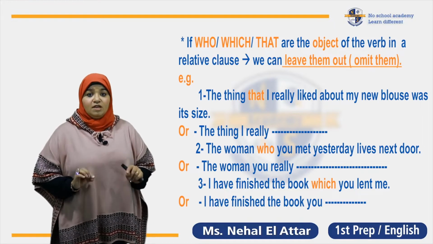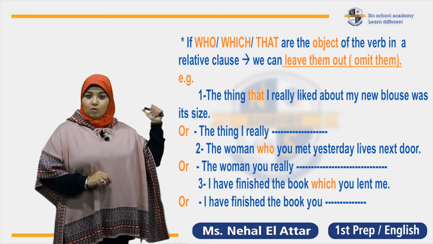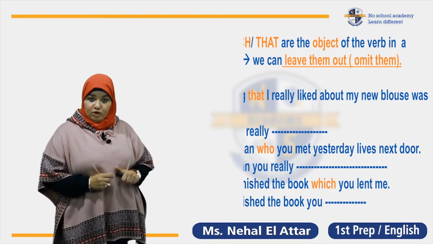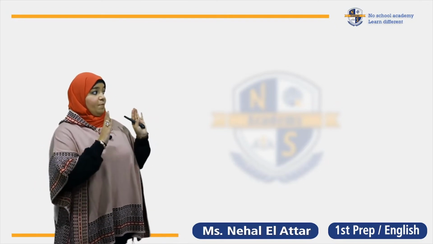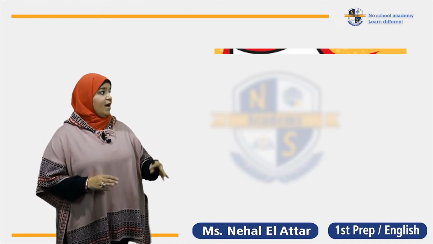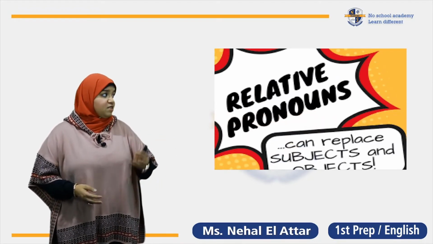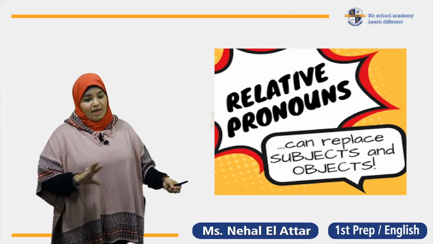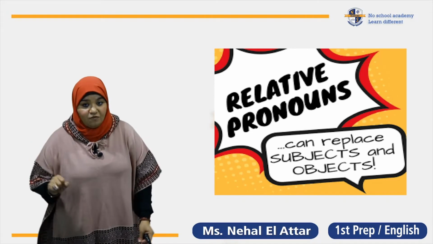Try to say the sentence without the relative pronoun, it's going to make sense. Different from those of the subject in the case before this, okay? Here we have an image, this orange picture that clarifies for you that the relative pronouns can replace subjects and objects. With subjects, we can't omit them. With objects, we can omit them or leave them out.